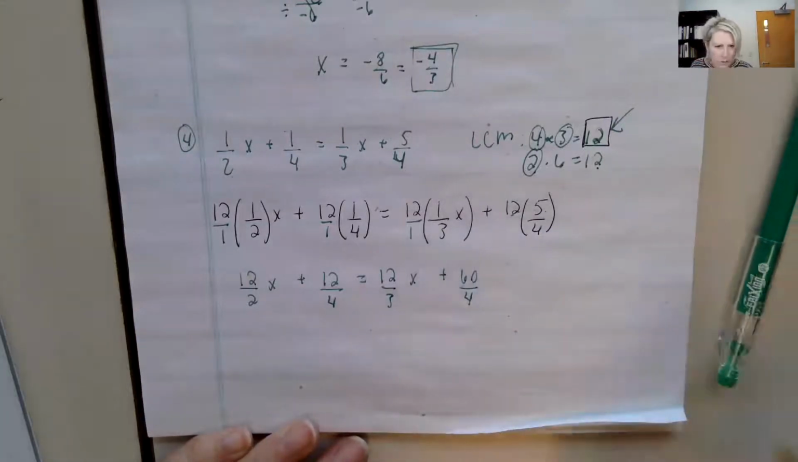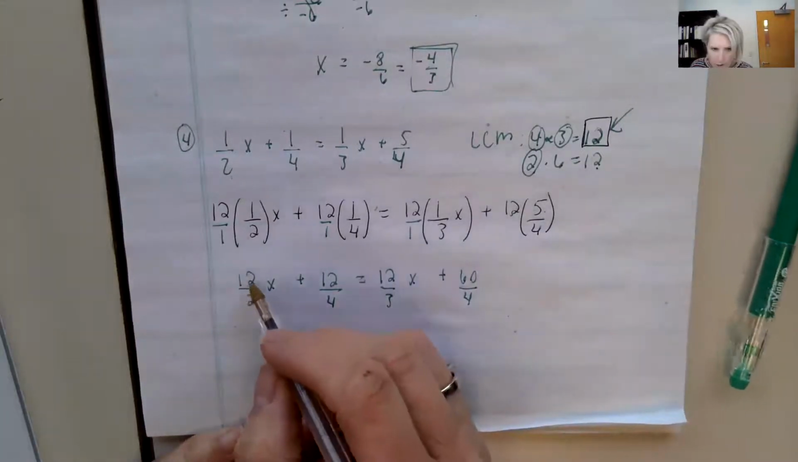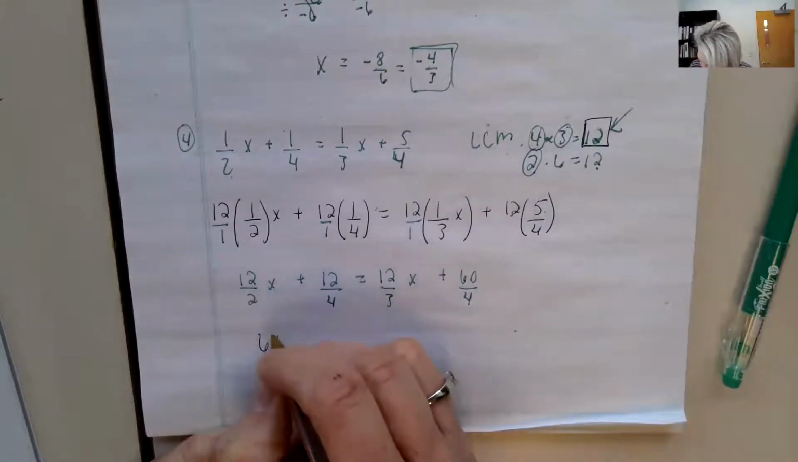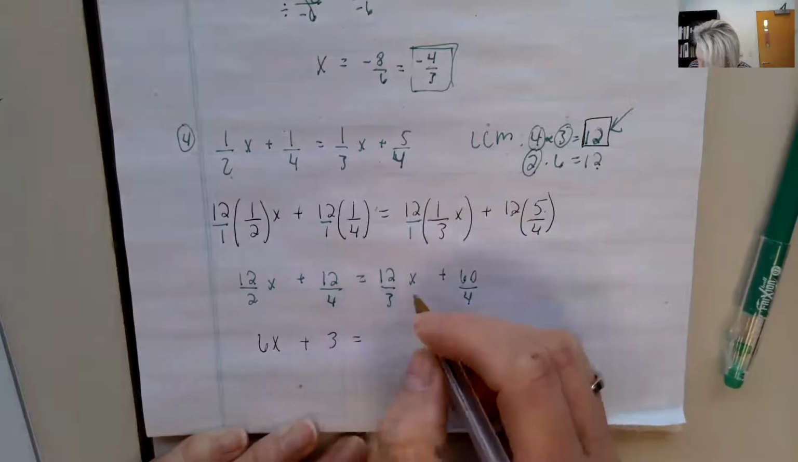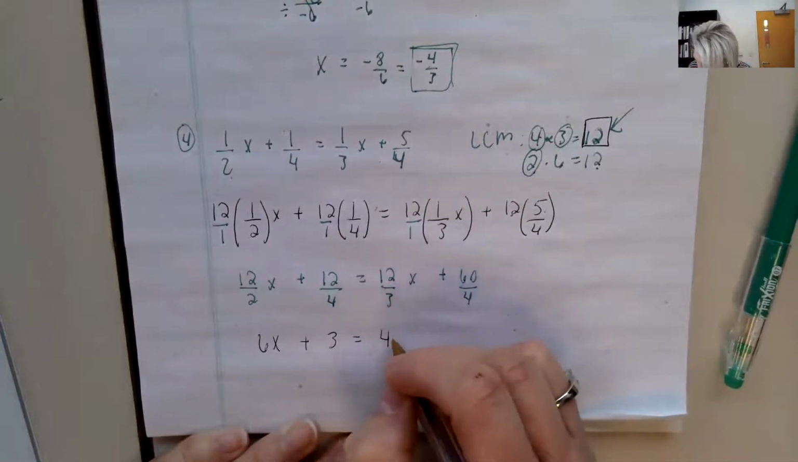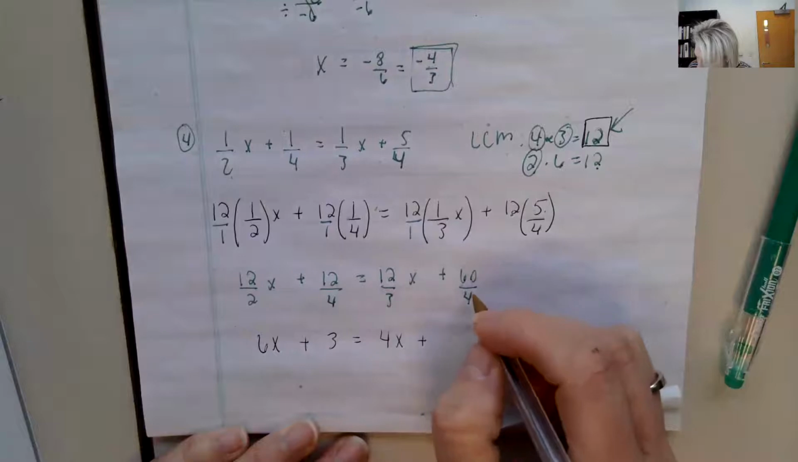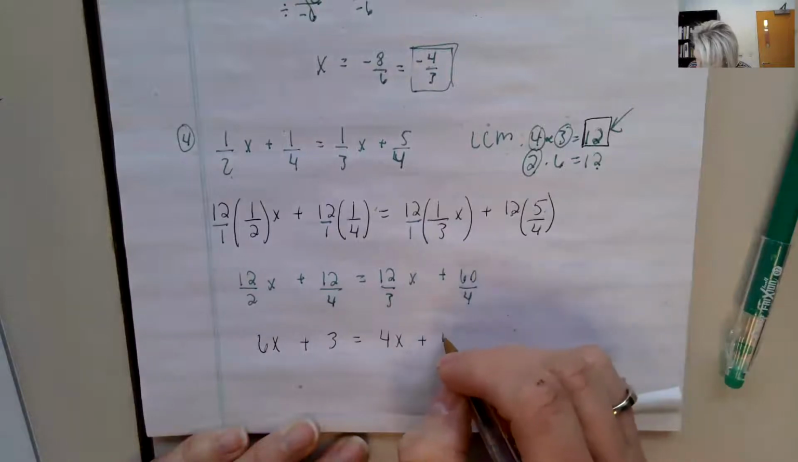And then you can use Desmos by all means. So 12 divided by 2 is 6x plus 12 divided by 4 is 3 equals 12 divided by 3 is 4x plus 60 divided by 4 is 15.